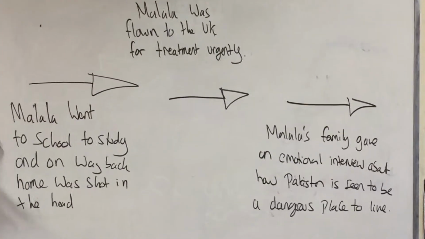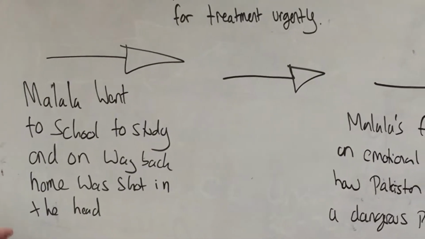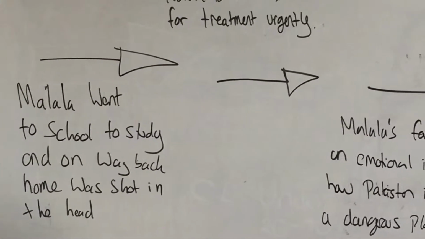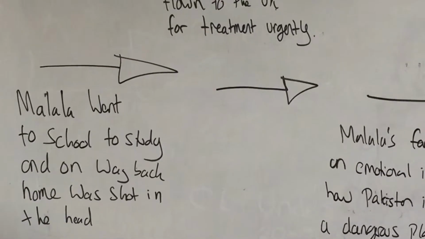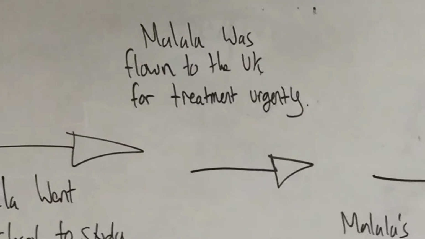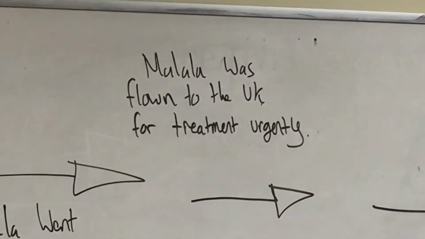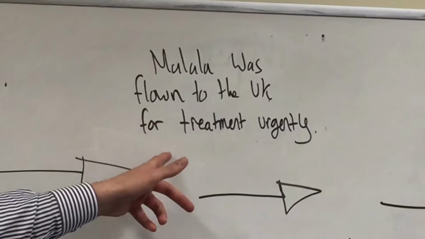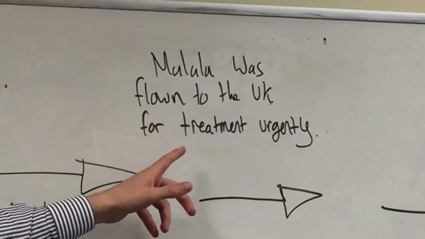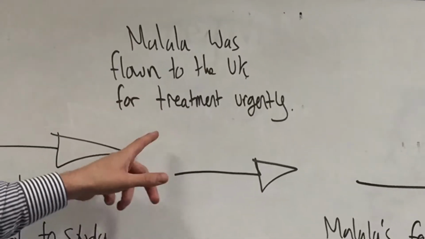So the first thing, as you can see here, Malala went to school to study, and on the way back home, somebody obviously shot her in the head. So that is the first thing that the video talks about, her first day at school, what happened, and obviously the devastating effect. Then it led to her being flown to the UK for treatment. So that's the second key point at the beginning of the video.